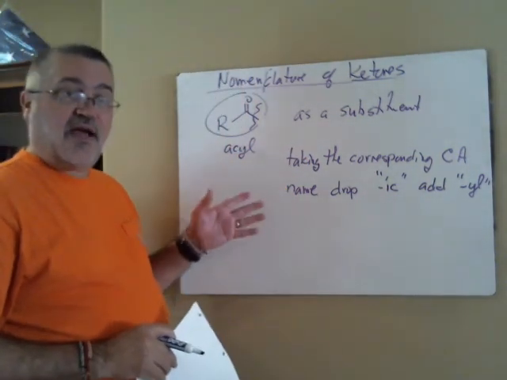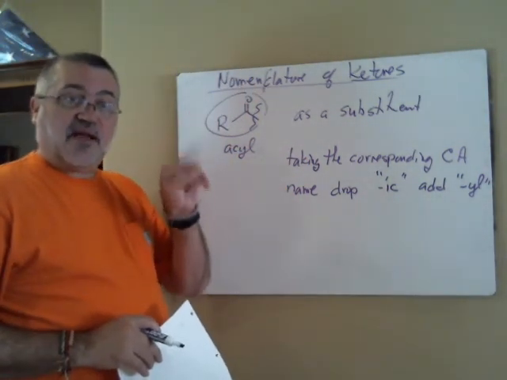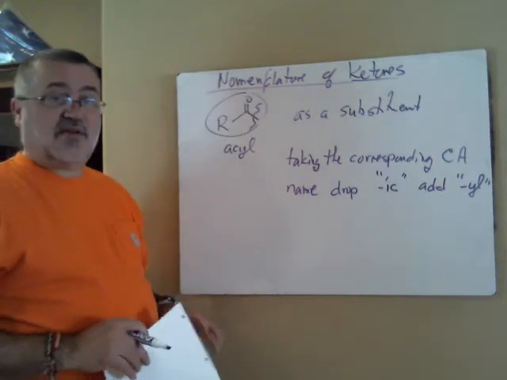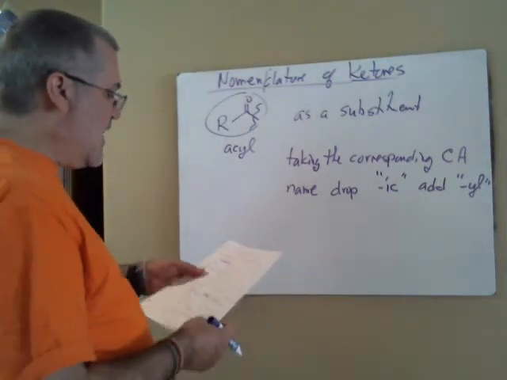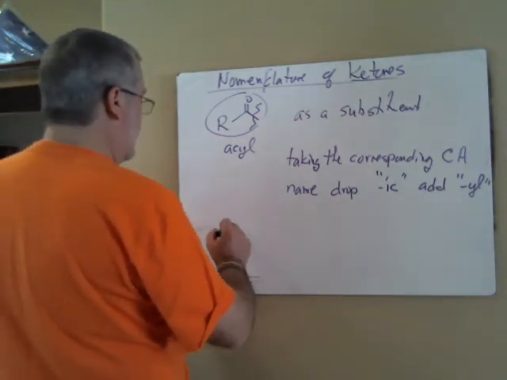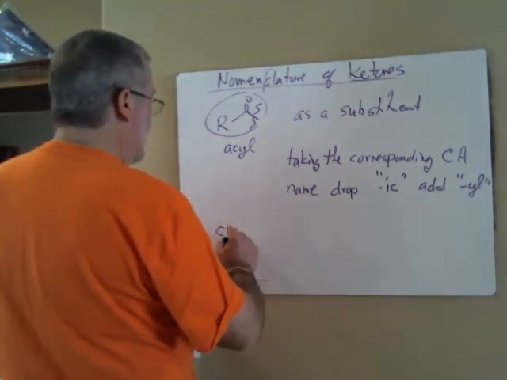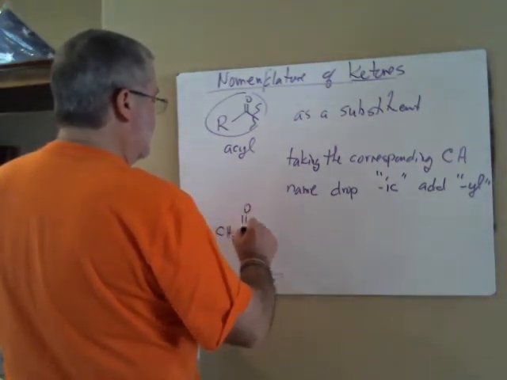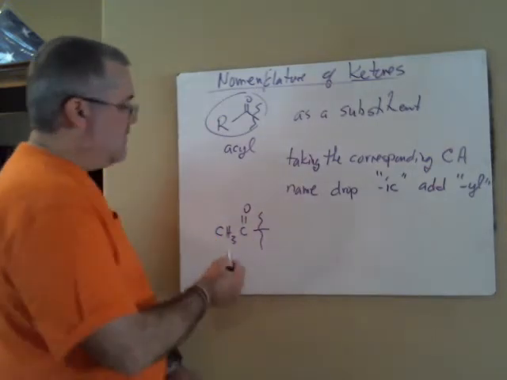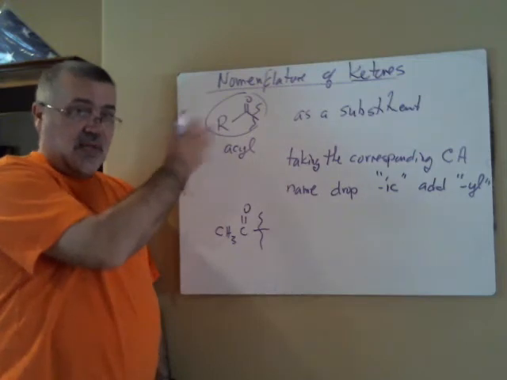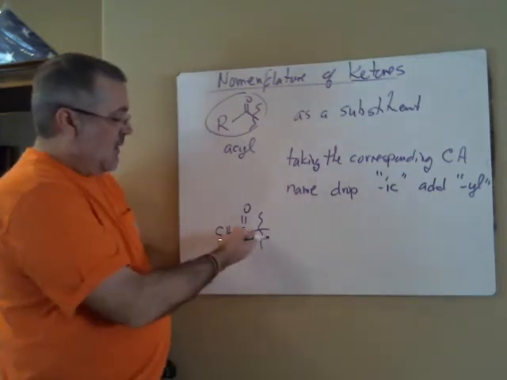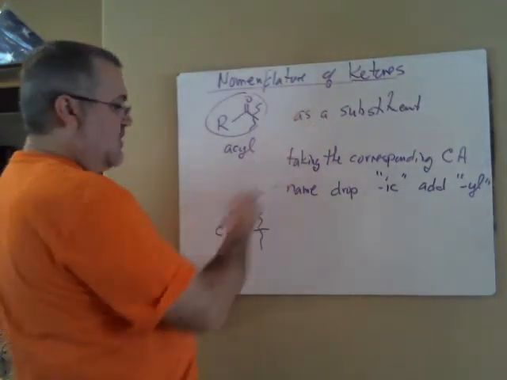And that creates the acyl fragment name, which is the carboxylic acid substituent name. Okay? So if we take a deep breath, we can go through this. Let's say that this is the substituent. You can see that that's a ketone substituent. Okay? So how would I come up with its name?